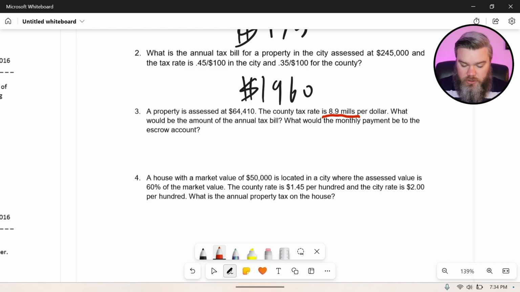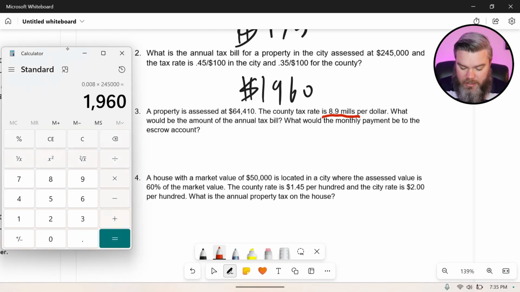A couple different ways you can do this, but I'm going to do it the way that I like because it keeps it kind of clean and simple. So I'm going to say 8.9 mils. And remember, think about what you'd have to do in a calculator to convert it to a dollar. Divide by 1,000. So take your mill rate, which is per 1,000, divided by 1,000, and you've now converted it to a per dollar rate. And so we owe 0.0089 per dollar of assessed value.